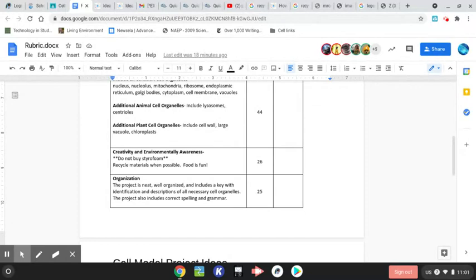I'll fix that. Okay? So do not buy styrofoam. There are models out there that show like a styrofoam ball. Do not buy any styrofoam. If you give me a styrofoam ball bought from the store to make your model, I'm going to take off all 26 points because that's not environmentally friendly. Okay? I don't care how good your model is.